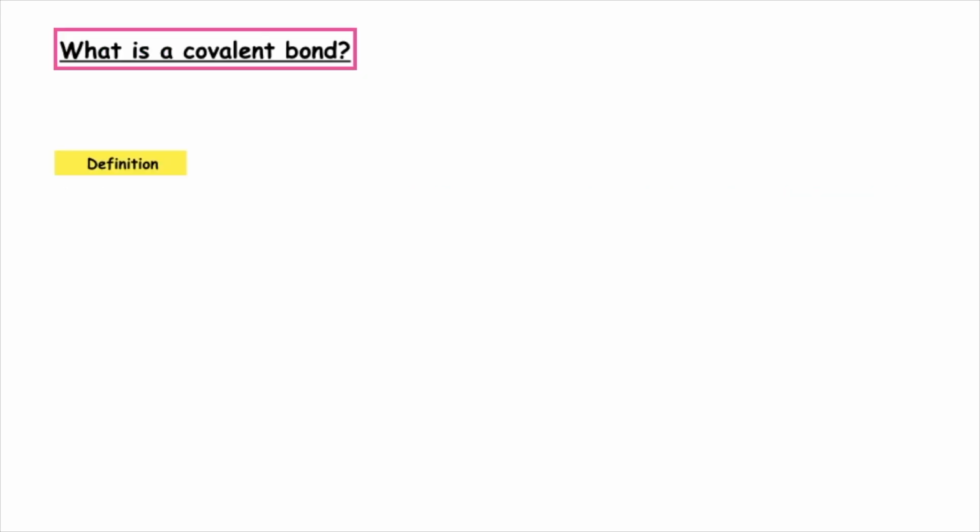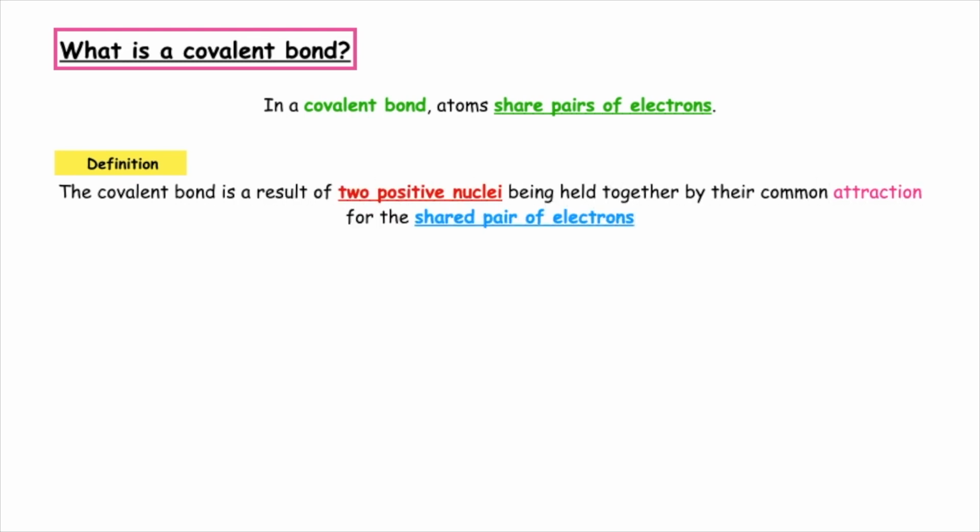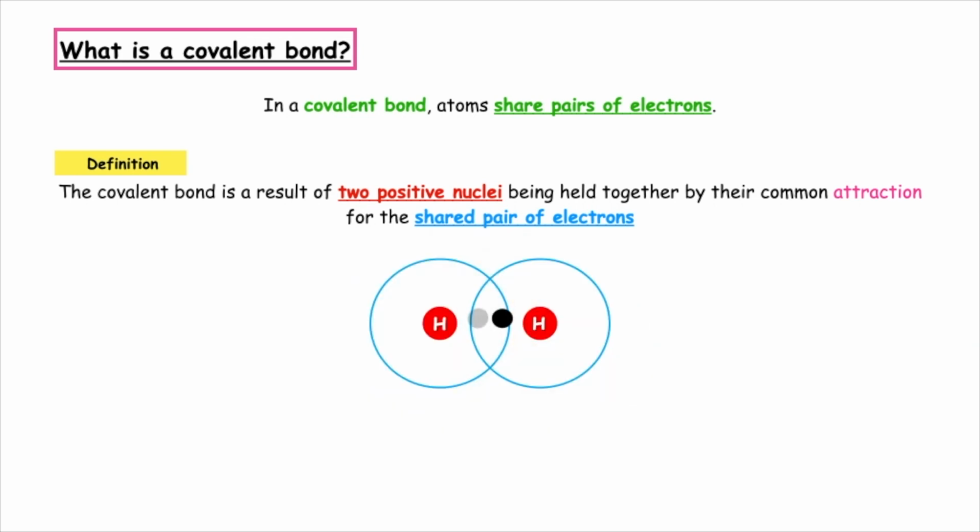What is a covalent bond? So let's recap from National 5. In a covalent bond, atoms share pairs of electrons. And the definition of a covalent bond is that a covalent bond is the result of the two positive nuclei being held together by their common attraction of the shared pair of electrons. And what we can see here in this diagram, where there's the overlap of the molecular orbitals, we have a covalent bond. That's where the shared pair of electrons can be found.